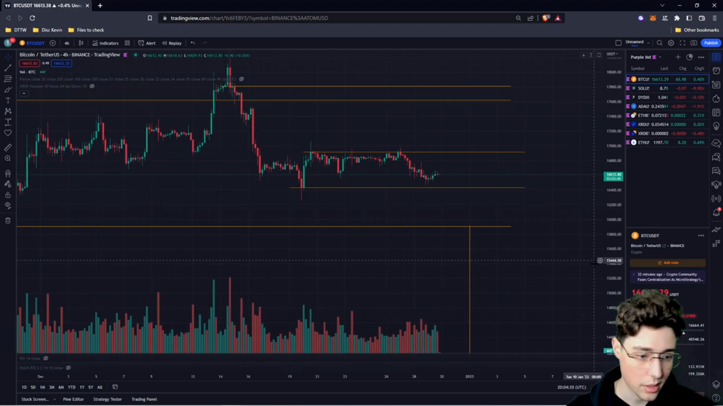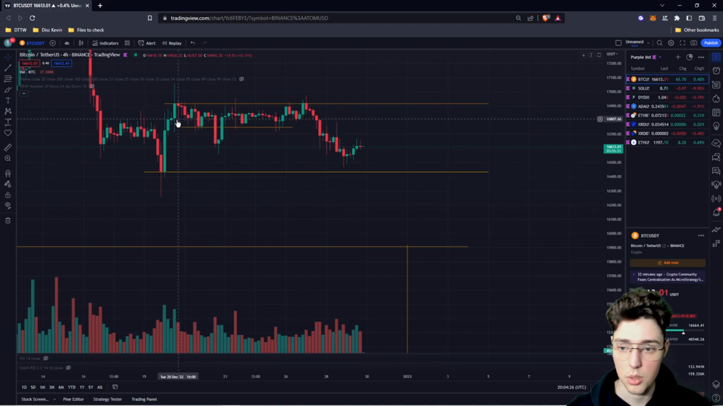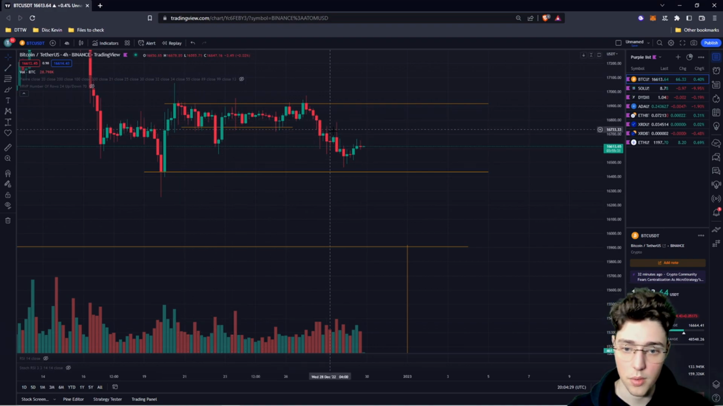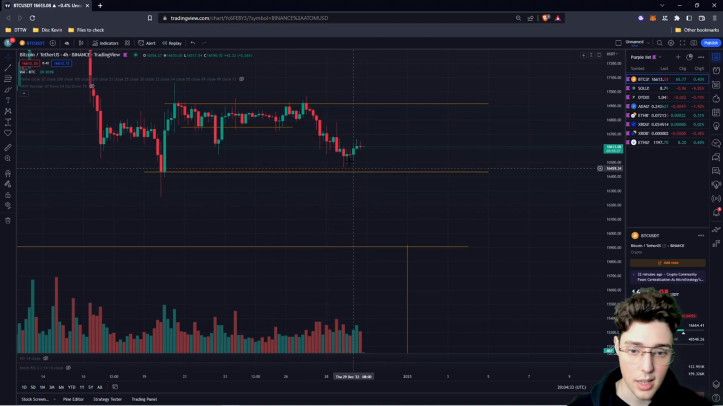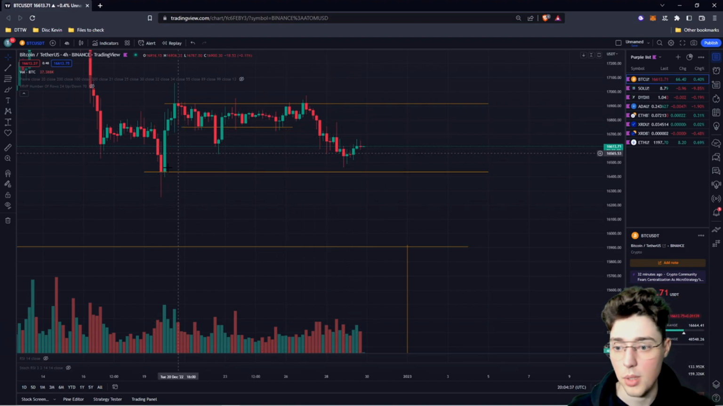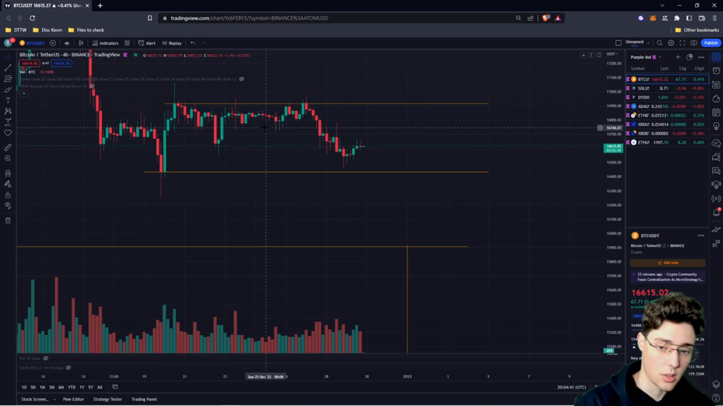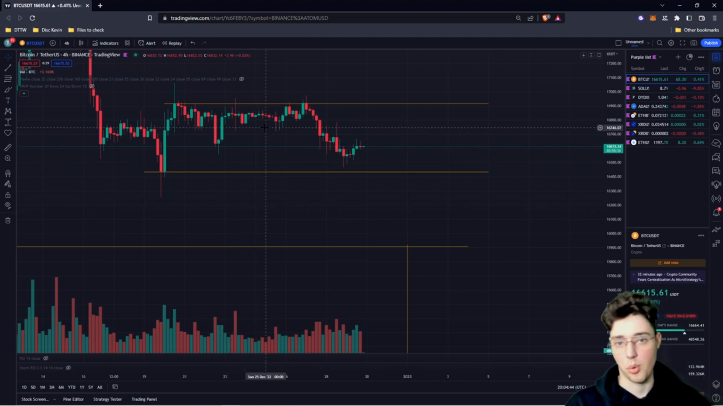Let's quickly have a look at the 4-hour, where we see that we had another range right here, which also tapped 1, 2, 3, 4, 5 times before it really started to break. And now we're back here at this low point, which makes sense because this was the next big level for the market, or at least the next important level.